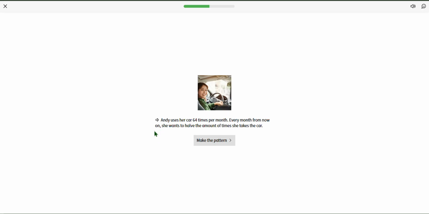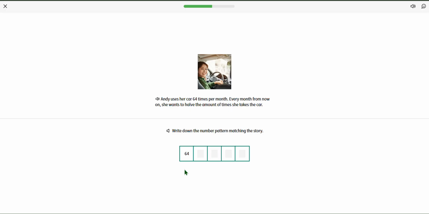Andy uses her car 64 times per month. Every month from now on, she wants to halve the amount of times she takes the car. So now instead of multiplying, because it says half, we're doing 1/2, not double. So 1/2 of that, or like dividing by 2. Write down the number pattern matching the story.